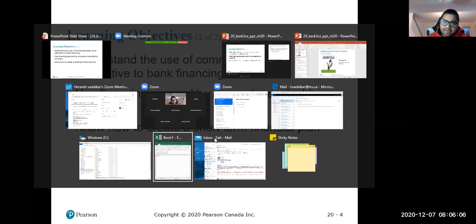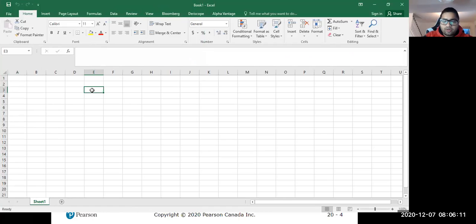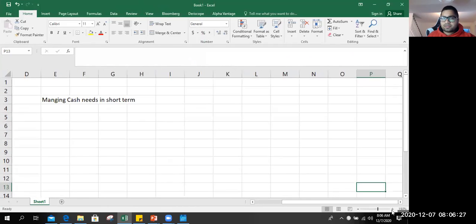So I'll open an Excel. So this chapter is all about managing cash in the short term, managing cash needs for a firm in the short term. So let's say we are discussing Apple. Apple has two types of needs in terms of cash flows, right?